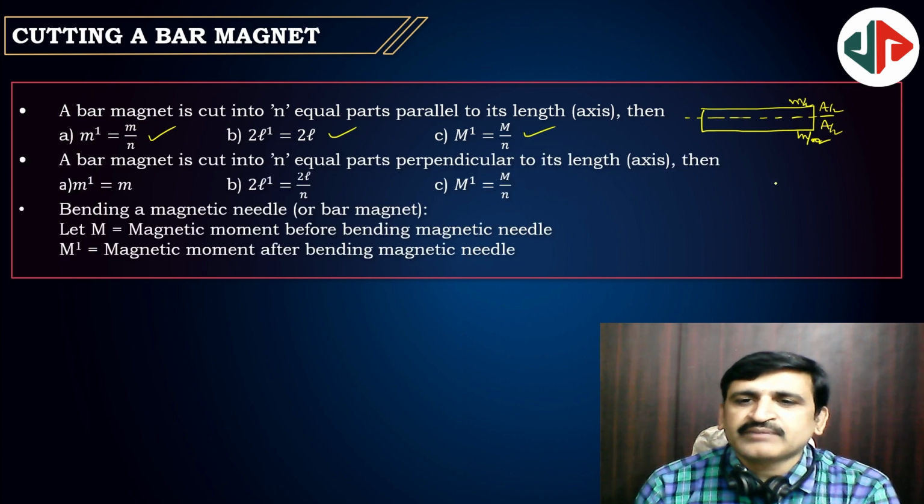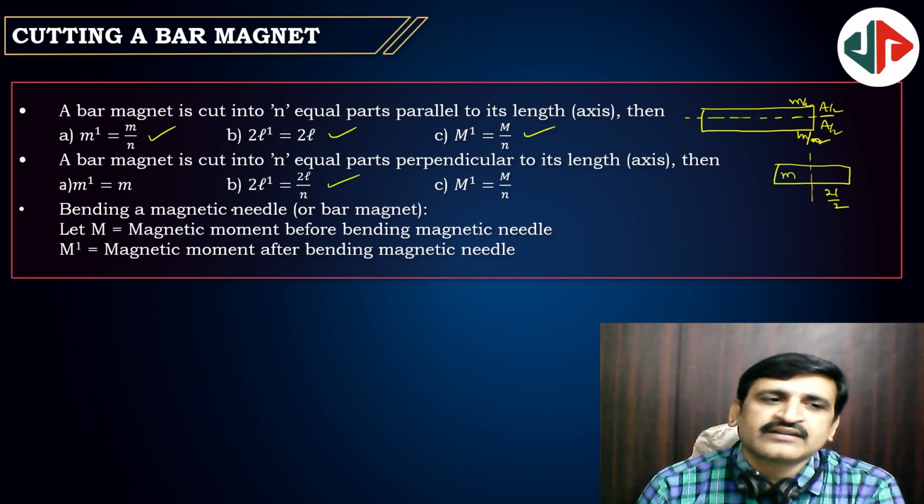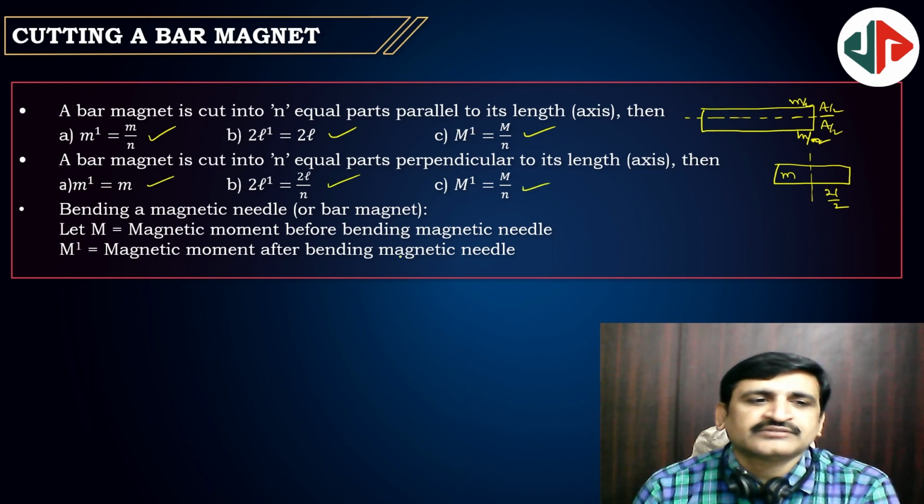If you cut perpendicular to the axis, that means if you cut like this, then pole strength remains the same. And the length is 2L by 2 if it is into two parts. For n parts, 2L by n. And the moment M dash is equal to m by n.